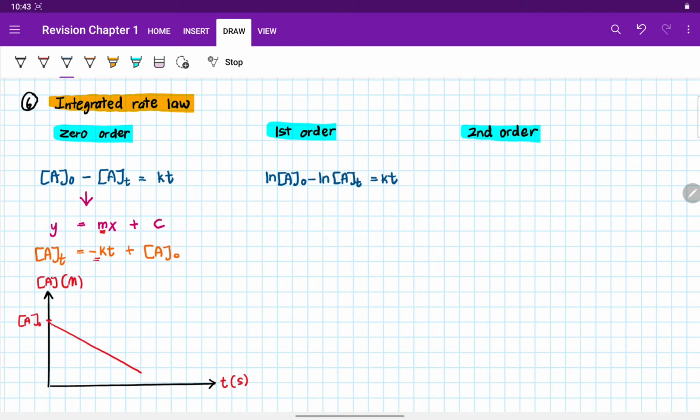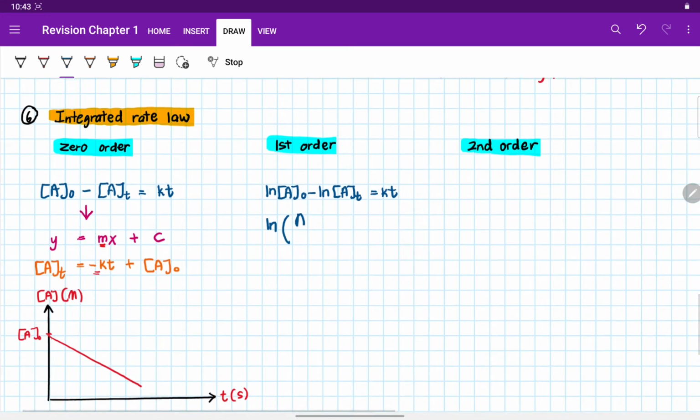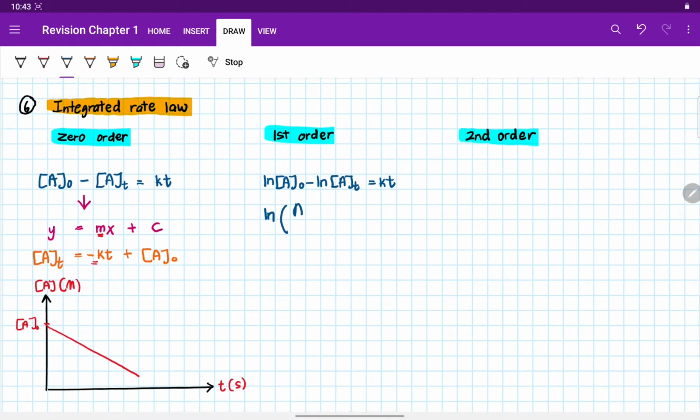Now, some books will write it like this: ln, without the minus. When there is no minus here, what you have to do is use brackets. It will be ln of concentration A0 over concentration AT equals KT. But I prefer you to use the first one.